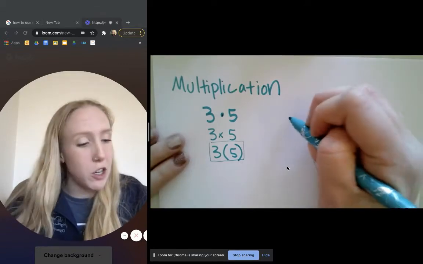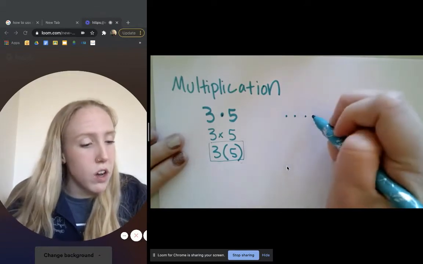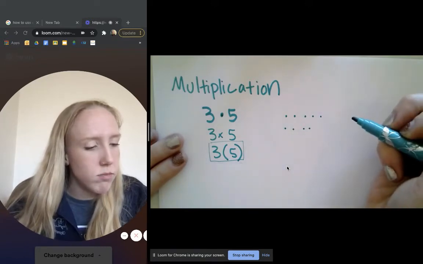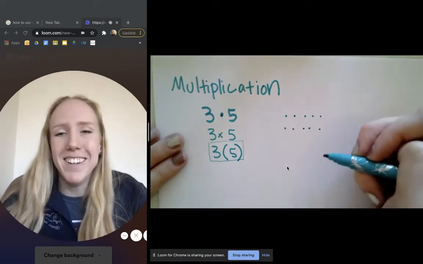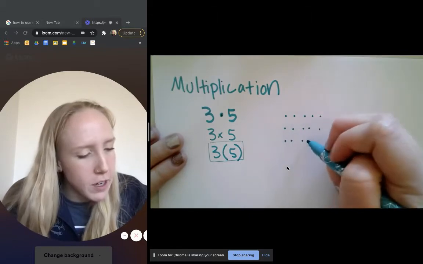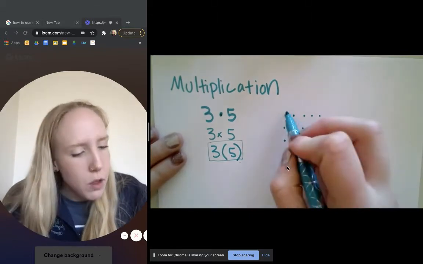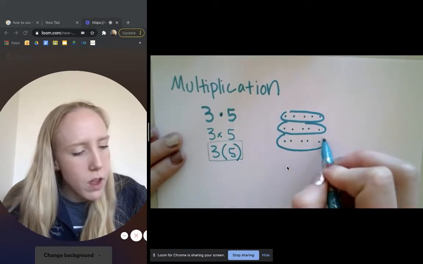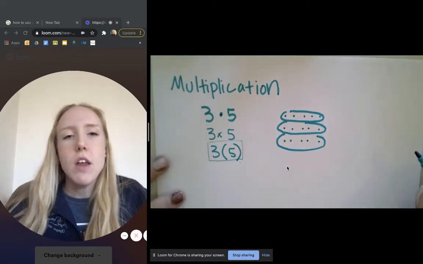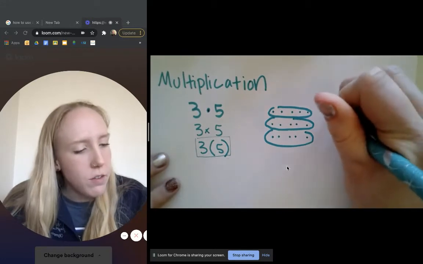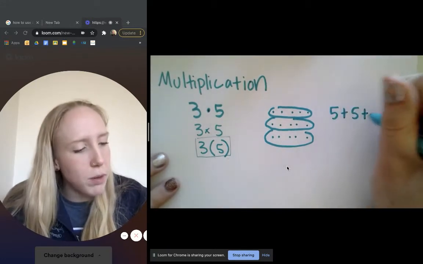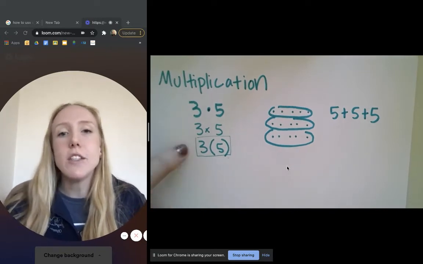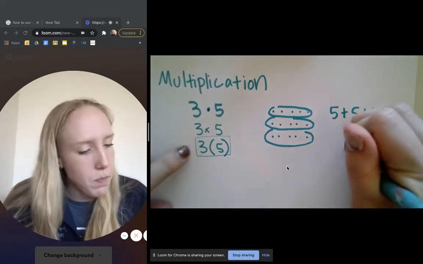If you wanted to draw a picture, you could say, okay, 1, 2, 3, 4, 5. No, that's 5. Okay. 1, 2, 3, 4, 5. And there are 3 groups of 5. And so that's 3 times 5. The other way you can think about it is 5 plus 5 plus 5, so adding 5 3 times. So the answer to this is 15.